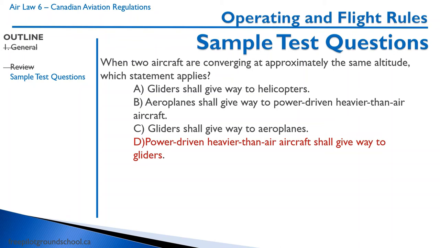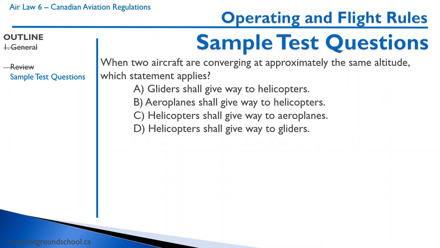Okay, next question. When two aircraft are converging at approximately the same altitude, which statement applies? Gliders shall give way to helicopters. Well, no, that's not true because a glider is less maneuverable than a helicopter. An aeroplane shall give way to a helicopter. No, they're both power driven, so neither gets any priority. Helicopters give way to airplanes, so same as B, neither of them has priority. Indeed, helicopters shall give way to gliders. So that's going to be your correct answer because a helicopter is more maneuverable than a glider.